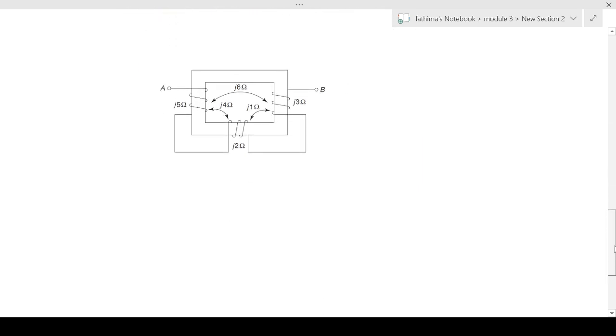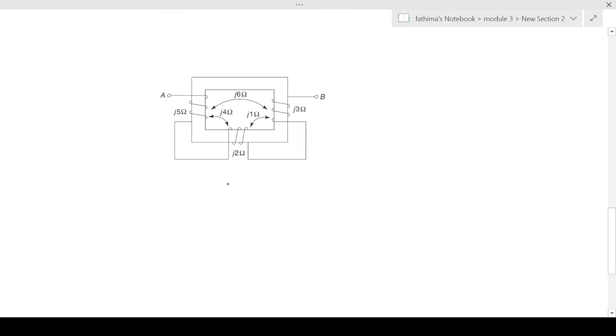Now we'll see the dotted equivalent circuit of this figure. So let us assume a current to be flowing in this direction. So that current will be flowing in this manner through this coil, and through this coil the current will be flowing like this.